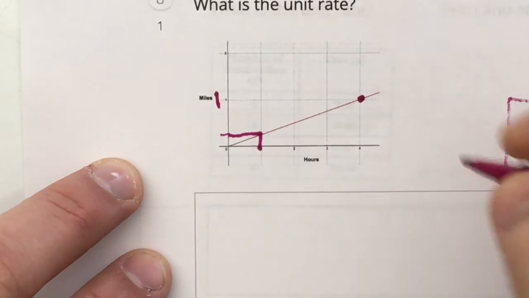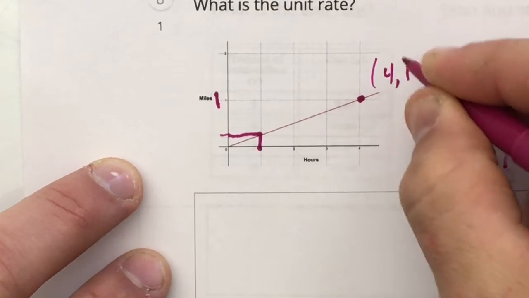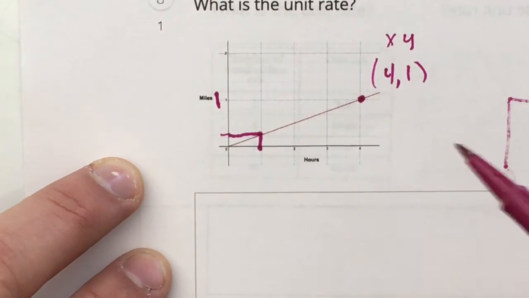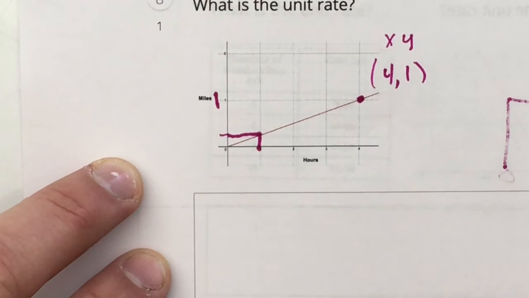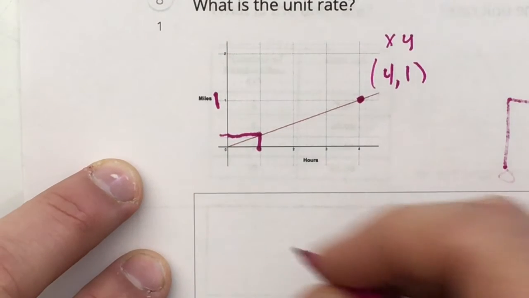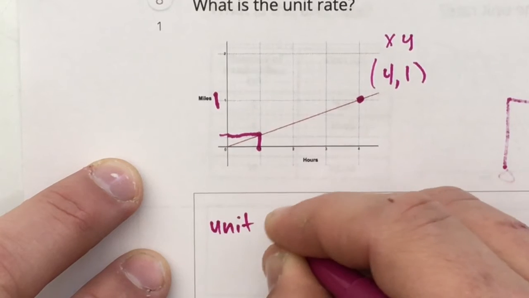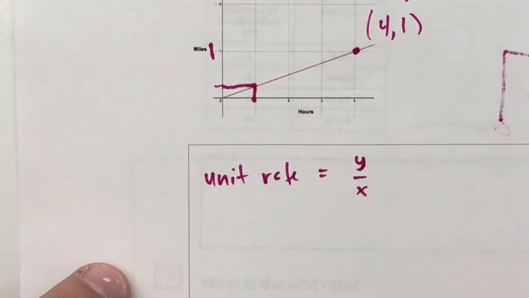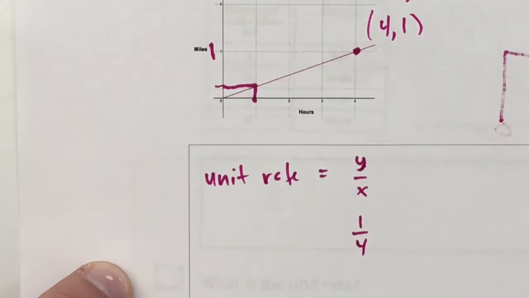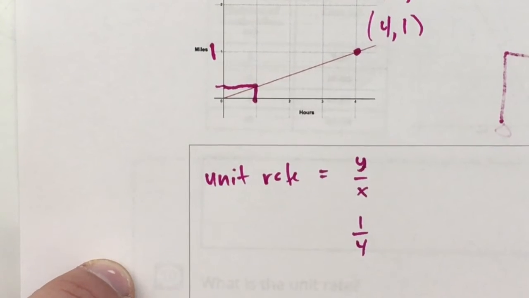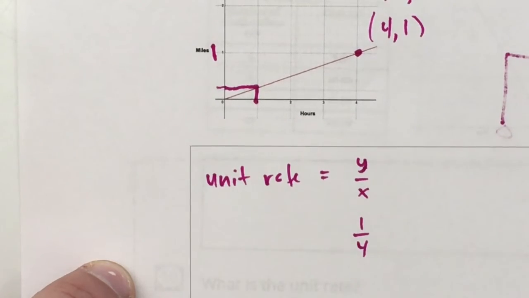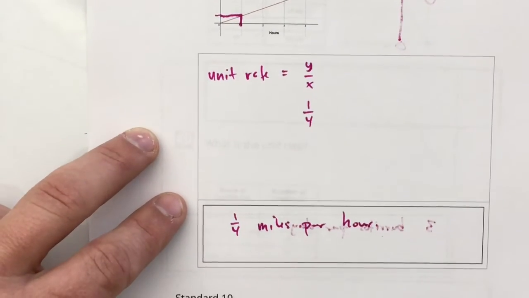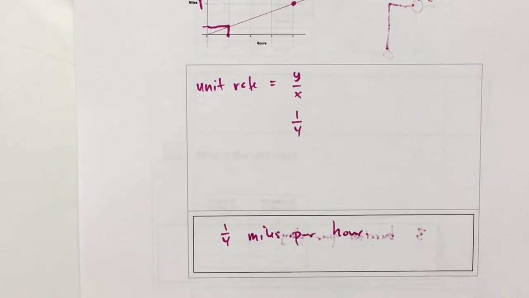Or if you know that this point is 4, 1, right, x, y, then you divide y by x, gives you the unit rate. All right, unit rate equals y over x. Okay, so I would have 1 over 4. All right, so 1/4, or 0.25 miles per hour. And you can't see that, but there it is. All right.